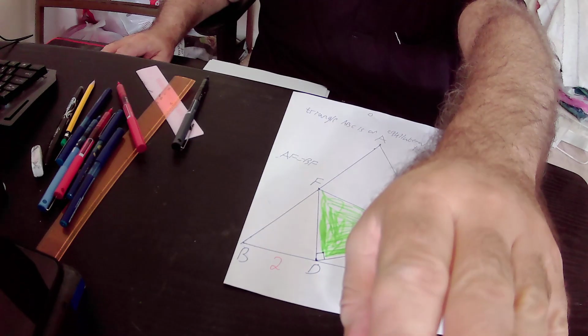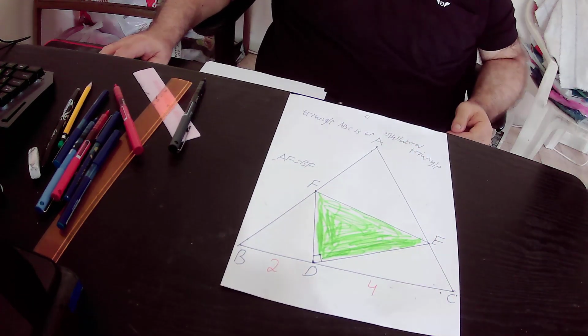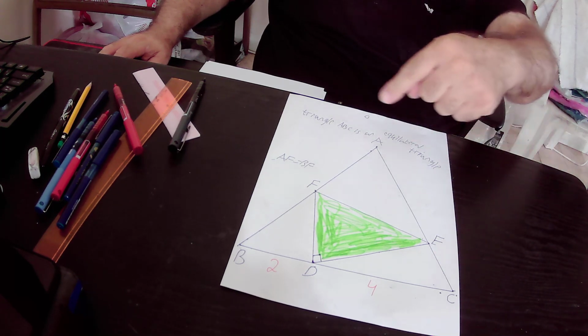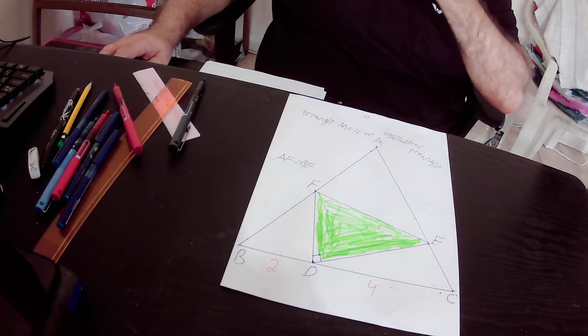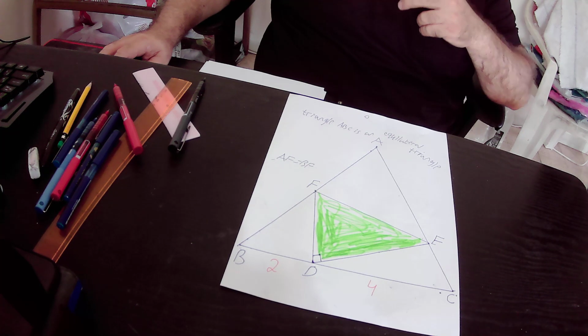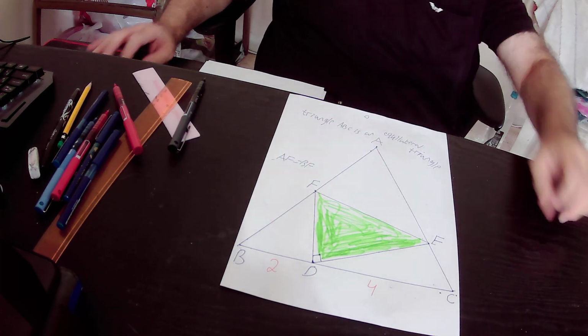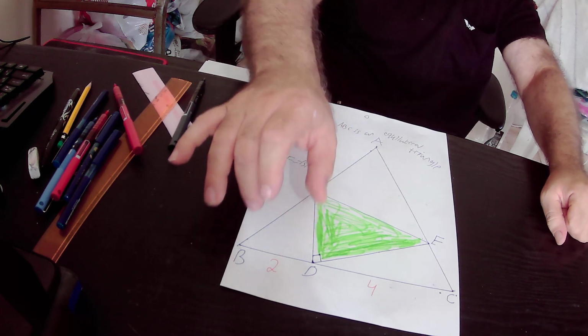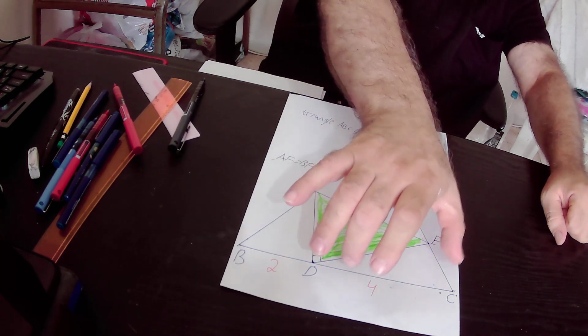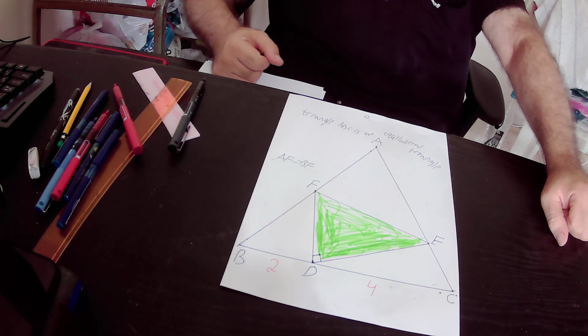Hello, in this lecture we will find the area of the green triangle. In the drawing we have an equilateral triangle ABC, and also we know that AF equals BF, BD equals 2 units and DC equals 4 units.